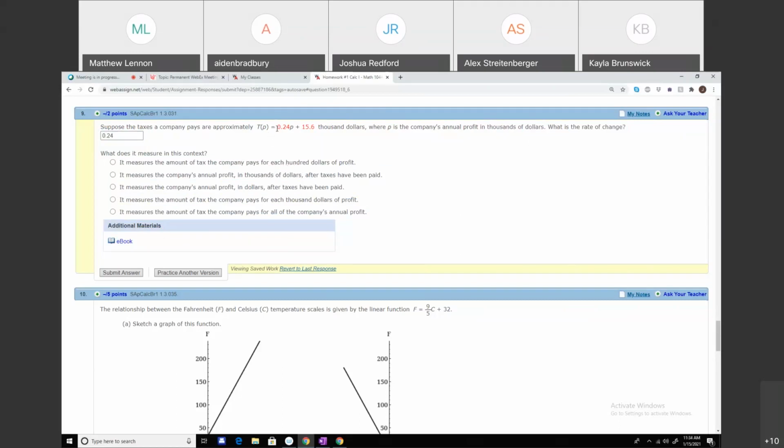This is telling me essentially thousands of dollars over thousands of dollars, so it comes out to dollar per dollar. So this is telling me I'm paying 24 cents in taxes for every $1 of profit. That's why I'm choosing the last one, tax they pay for all the company's profit, because they're both being measured in the same number of dollars. You don't have one being measured in hundreds of dollars and the other in thousands of dollars or anything like that.